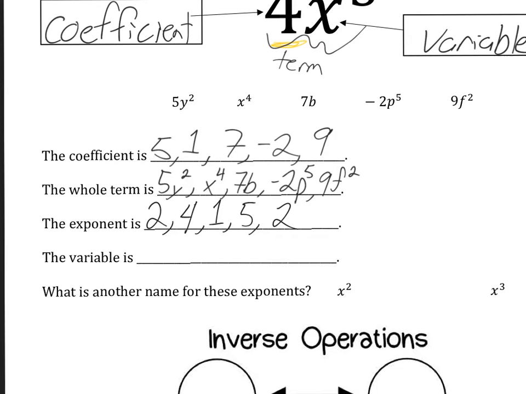Okay, the variables. Variable is what again? It is the letter. So I'm going to put y, x, b, p, f. Okay, so all of these answers go along with these numbers.